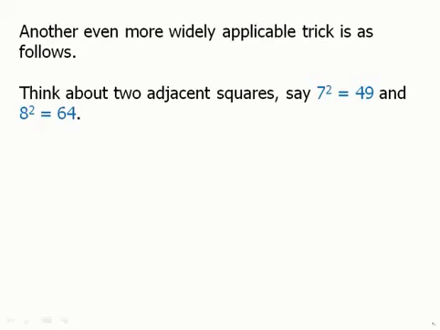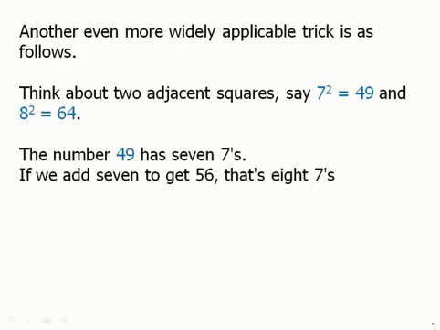Now here's an even more widely applicable trick. Think about any two adjacent squares, say 7 squared, which is 49, and 8 squared, which is 64. The number 49 has 7 sevens in it. Suppose we add 7 to that. We get 56. 56 is 8 sevens, or 7 eighths, because that's two ways to think. The fact that 7 times 8 is 56, we can think of it as 7 eighths or 8 sevens.